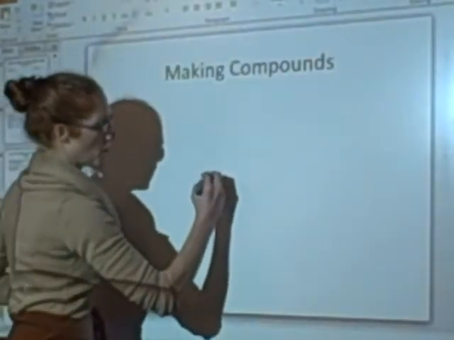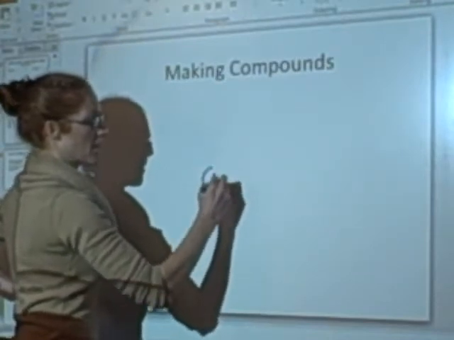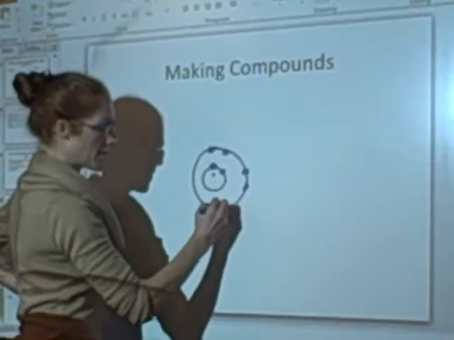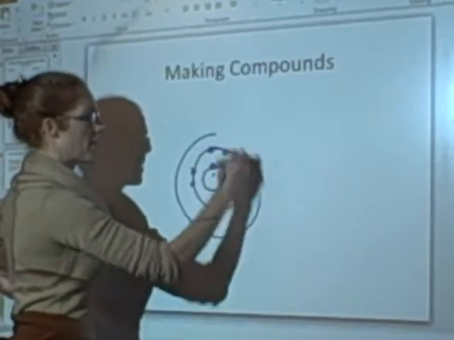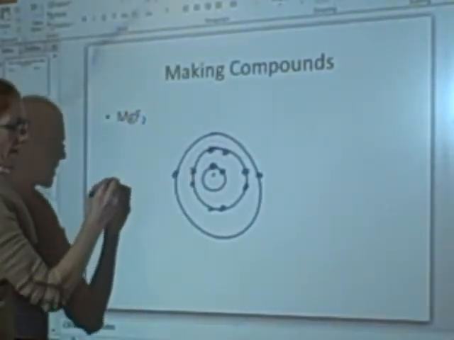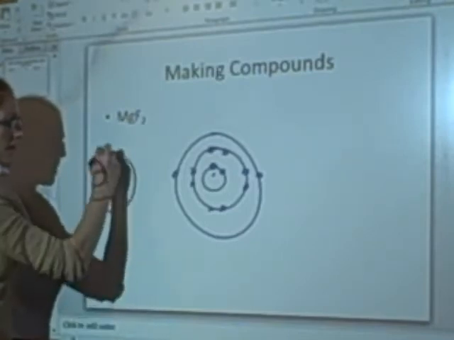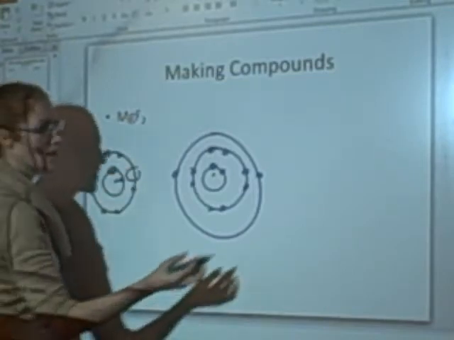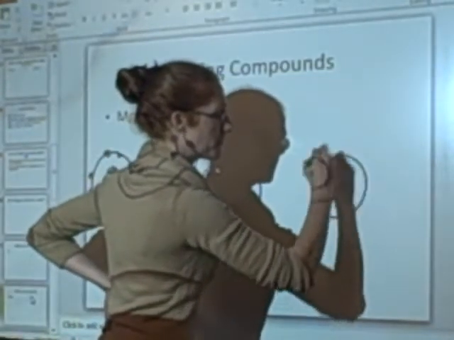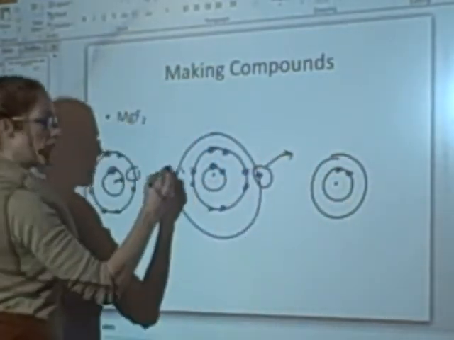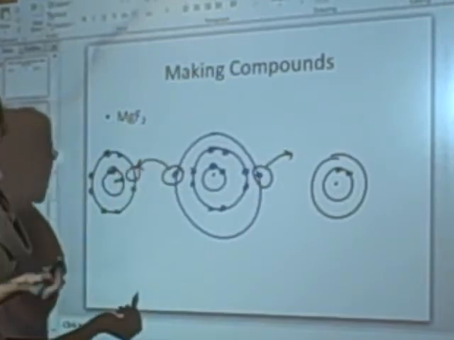Let's look at magnesium and fluorine. So magnesium has 12 protons, and it has 2 electrons in the first shell, 8 on the next shell, and its outer shell has 2 electrons. The fluorine, meanwhile, we saw has 2 electrons in the first shell and 7 electrons on the next shell. So it has space for 1. And then this guy, another fluorine. So I know this magnesium is likely to lose 2 electrons. Fluorine has space for 1, so it's going to gain 1 electron.